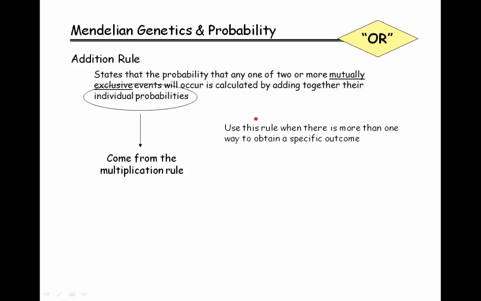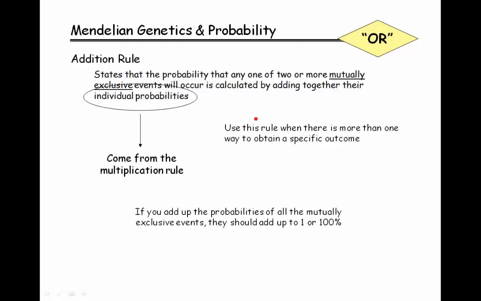We're going to take those individual probabilities. They're going to come from the multiplication rule, and then we're going to be adding them together. We use this rule whenever there is more than one way to obtain a specific outcome. So if we have multiple ways for an outcome to happen, it's not going to happen both ways. It's going to be, say, one or the other. If you go through and you figure out all of the different outcomes that could happen for an event, if you add those probabilities together, they should add up to 1 or 100%. So that's one way that you can go through and double check yourself on these types of questions.